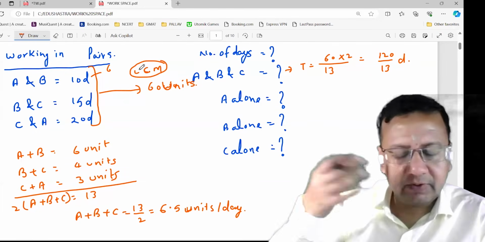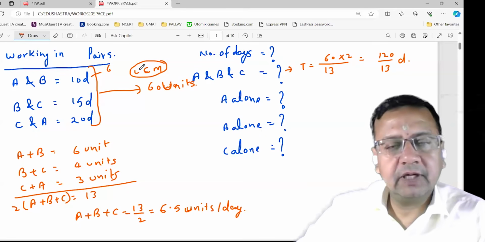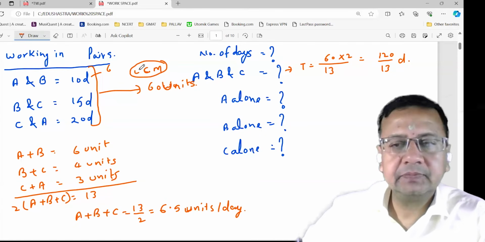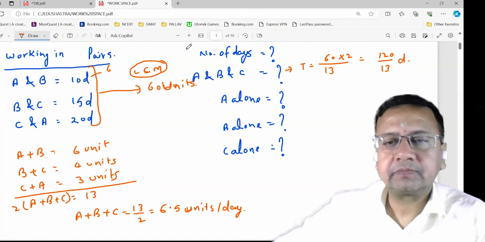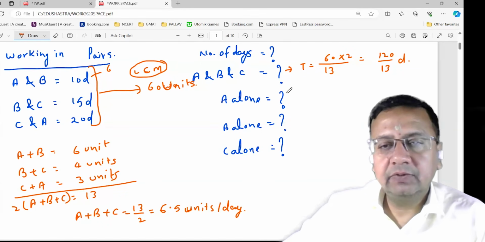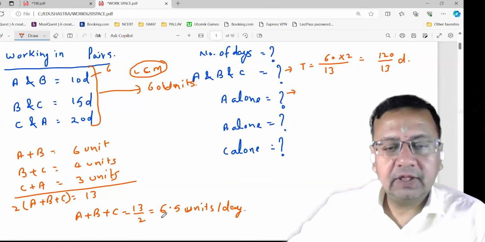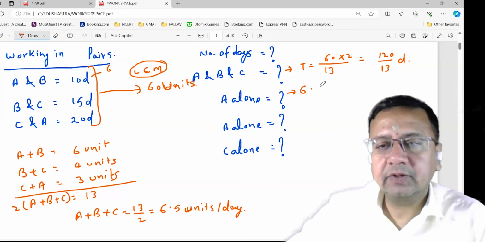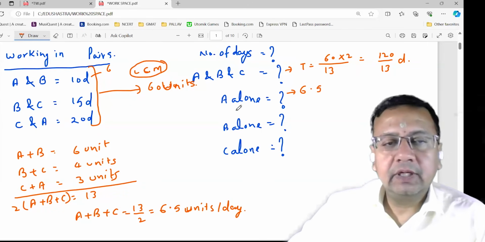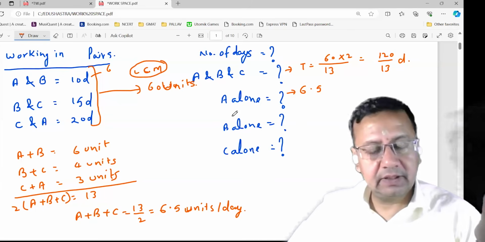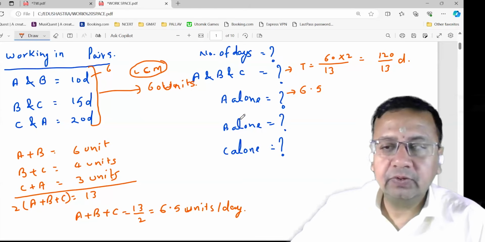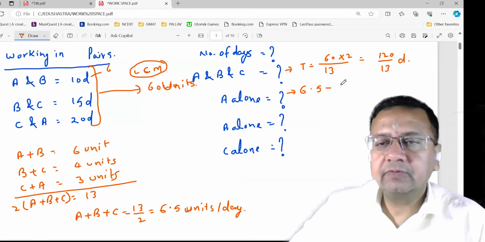So if all three are working together, they are doing 6.5 or 13 by 2 units per day, right? Now come to A alone. If all three together are doing 6.5 units, and I want A alone, I need to subtract B and C. That is the second equation. B and C are doing 4 units, so 6.5 minus 4, that is what?